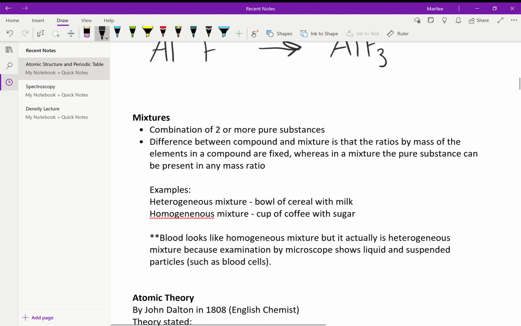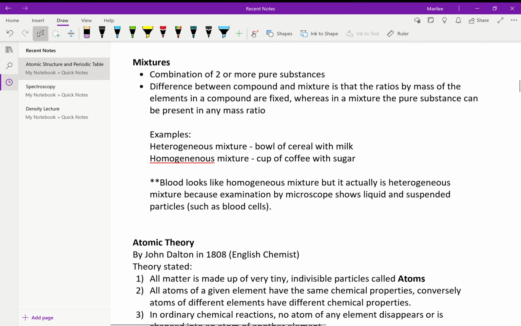Now I'm going to go over mixtures. Mixtures are a combination of 2 or more pure substances. The difference between compounds and mixtures is that the ratios by mass of the elements in a compound are fixed, whereas in a mixture, the pure substances can be present in any mass ratio. Here are the same examples I went over before.